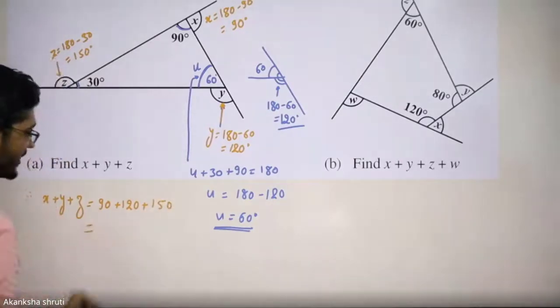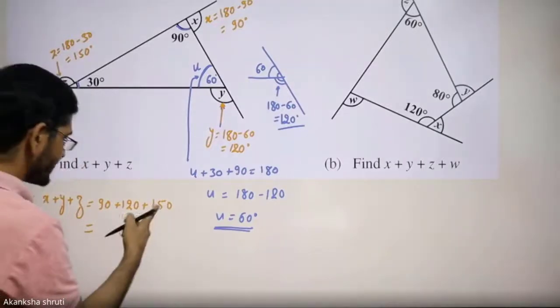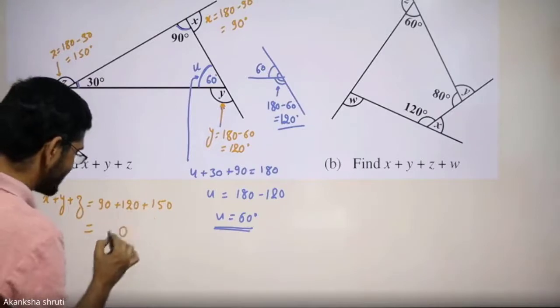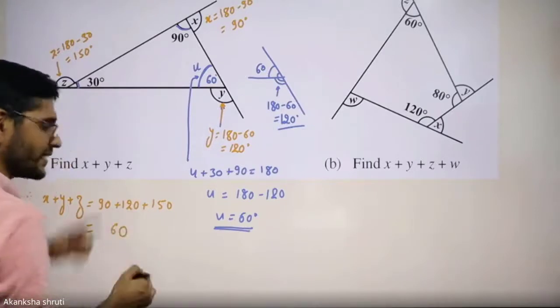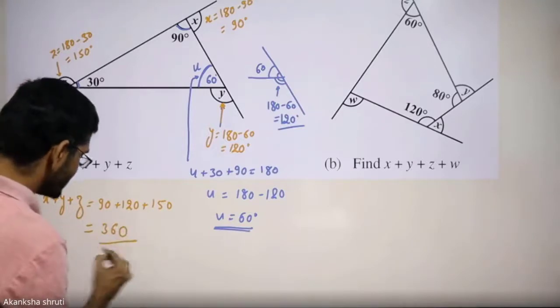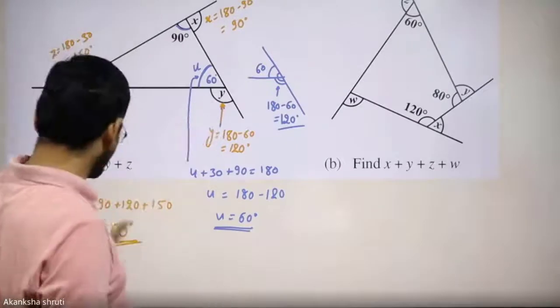When we add this, we get 0, then 5 plus 2 is 7, plus 9 is 16. So 6 is there, carry is 1. 1 plus carry 1 gives 360. This way we are getting the sum of the external angles of a triangle as 360.